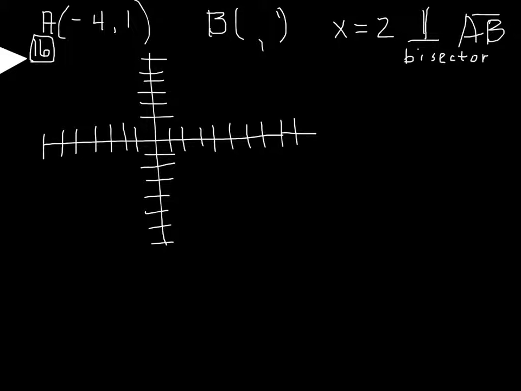But the line x equals 2 is the perpendicular bisector of segment AB. So if you look right here, this right there is segment AB, and x equals 2 is a perpendicular bisector. So what we need to do is figure out what B is, what's the x, and what's the y. So I look at this graph, and what I need to do is graph this point, (-4, 1).